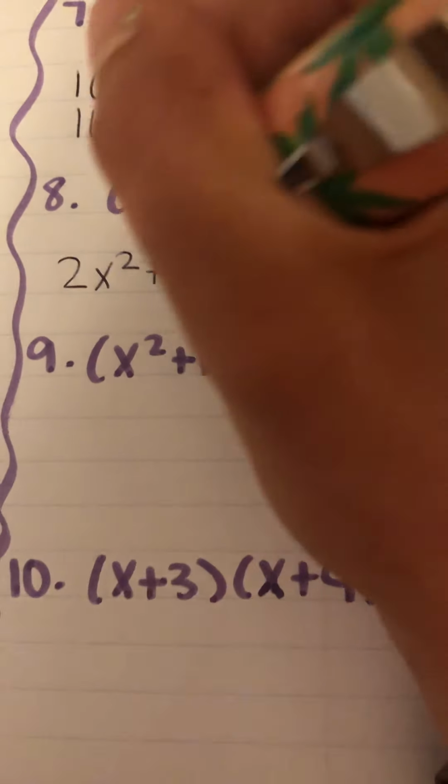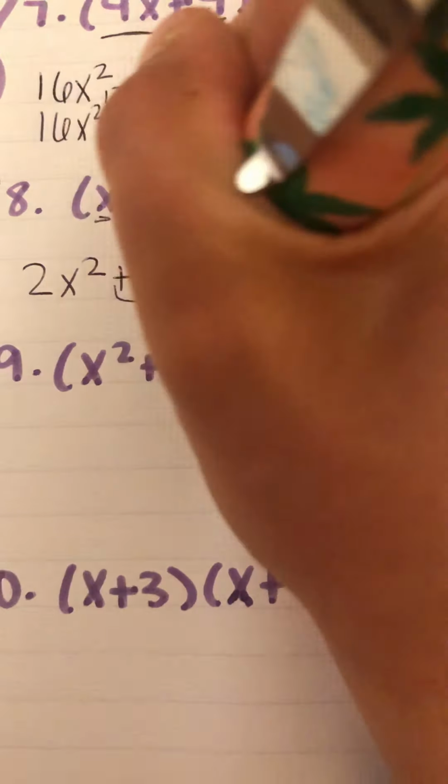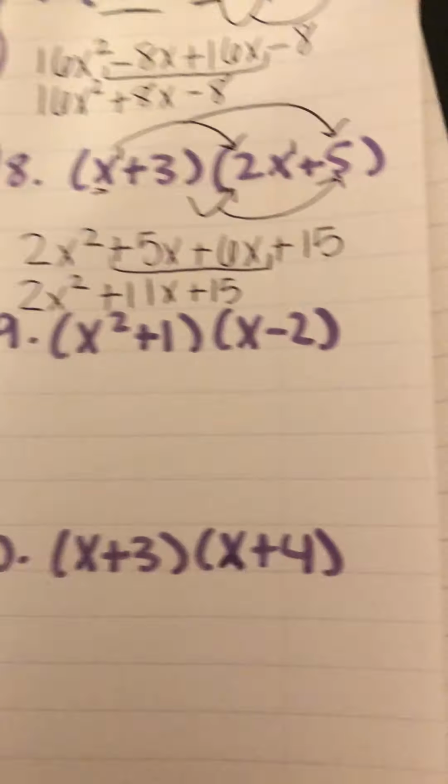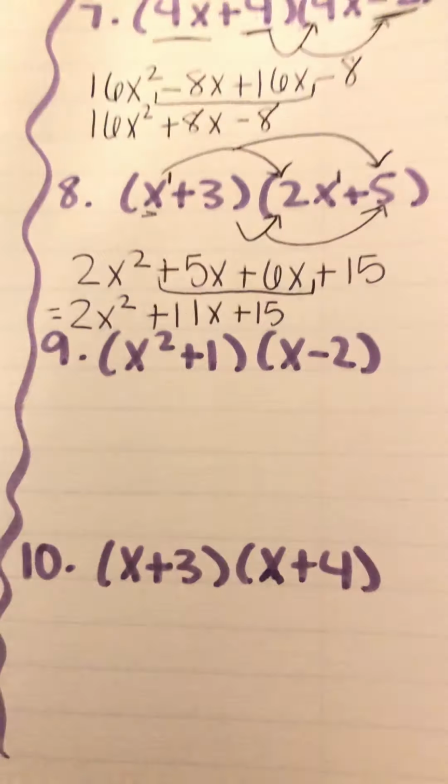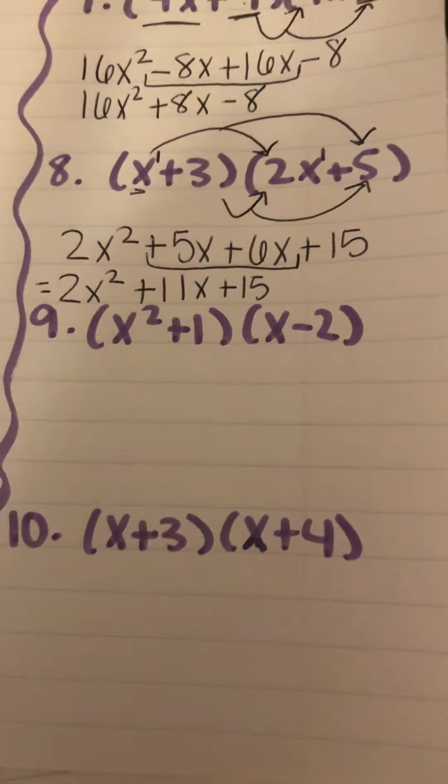I am not done. I do have 2 terms here that can combine because they're like terms. My 2x squared will get brought down. 5x's plus another 6x's will give me 11x's. And that positive 15 will just get brought down. So that is my answer for number 8.